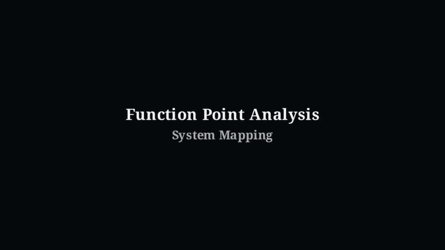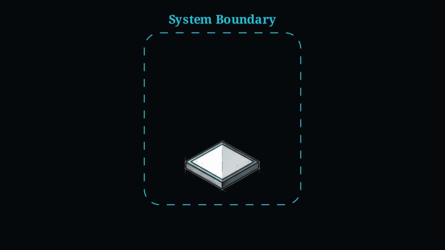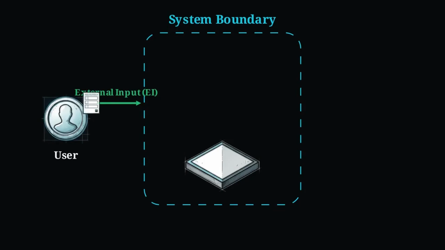To calculate these points, we map how information moves. Here we have a central system boundary representing the application itself, surrounded by 5 distinct data pathways. Component 1 is external inputs, or EI. This is information flowing from the user into the software, like submitting a registration form. Component 2 is external outputs, or EO. This is processed information leaving the system boundary and returning to the user, like a generated digital invoice.